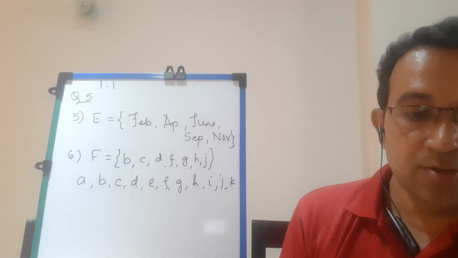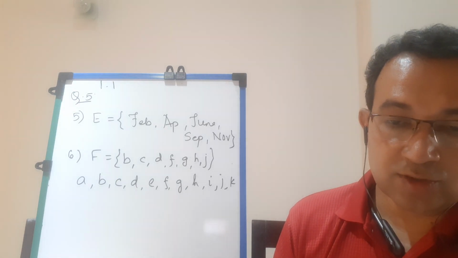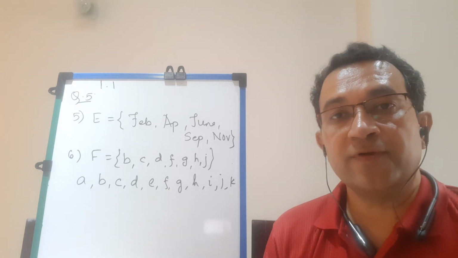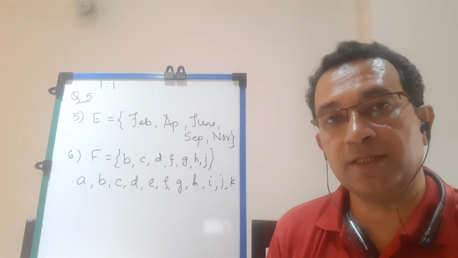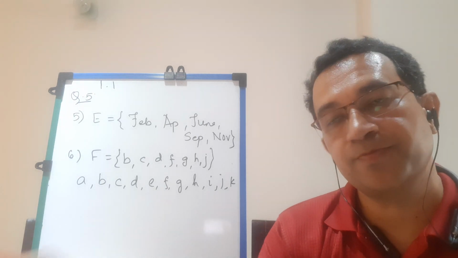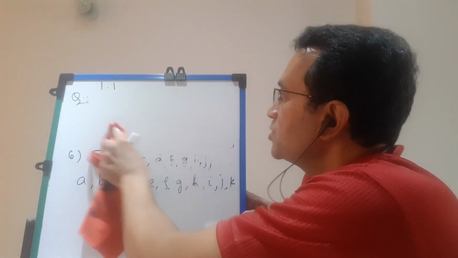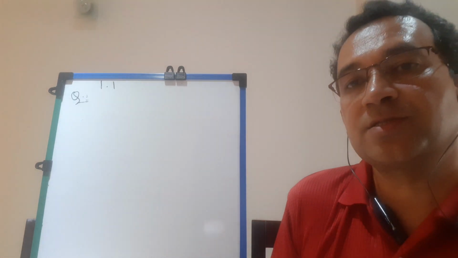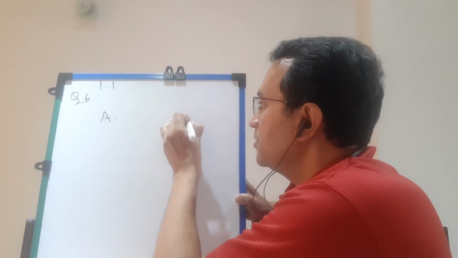Okay students, now the next question is: match each of the sets on the left in the roster form with the same set on the right described in the set builder form. So left hand side is roster form, listing method, and right hand side is property method, set builder form. Students, we have to match the correct pairs. Okay students, question 6 of exercise 1.1, match A with B.